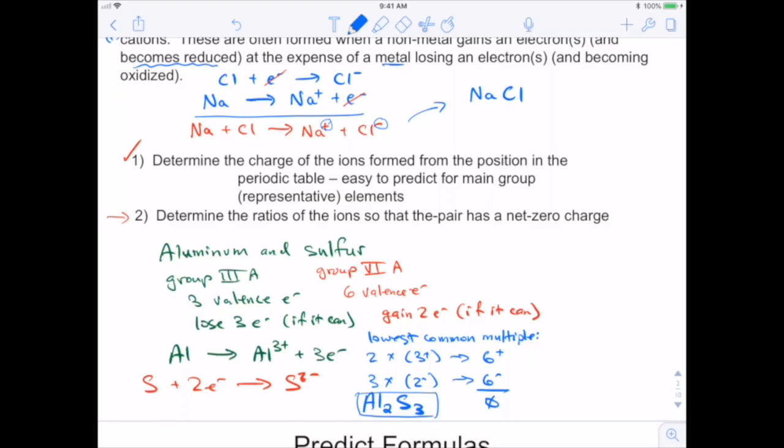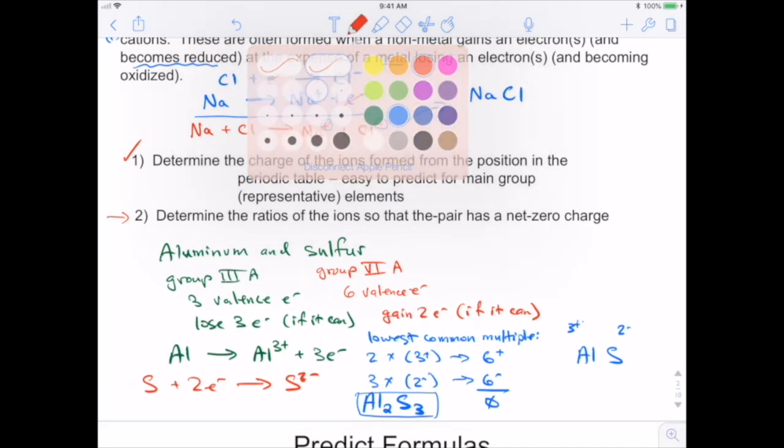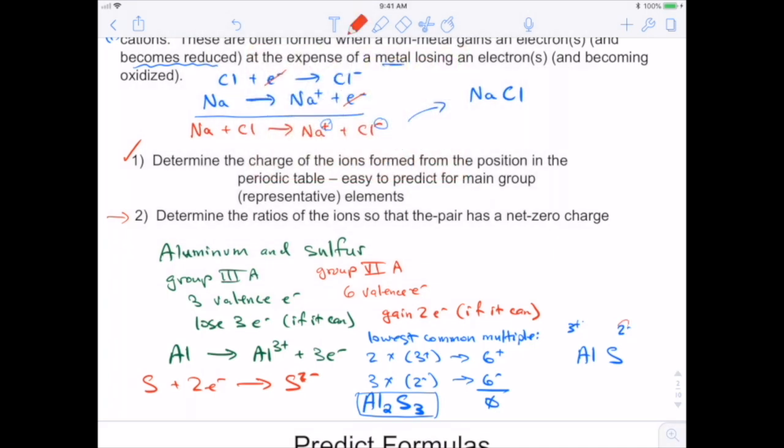Now the other way to do it that students often learn is what we call the crisscross method. We take aluminum, we take the sulfur, and we know that the aluminum will form a 3 plus ion, and we know that the sulfur will form a 2 minus ion. So the crisscross simply means you take the number of charges on one, and that turns into the subscript on the other one. So the number of charges on aluminum is 3, so that turns into the subscript 3 on the other ion of the pair.